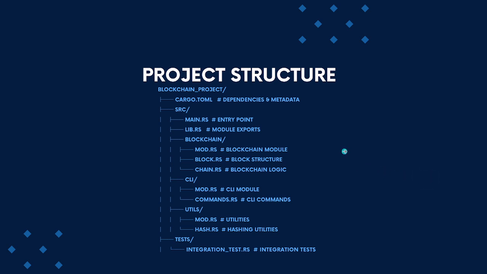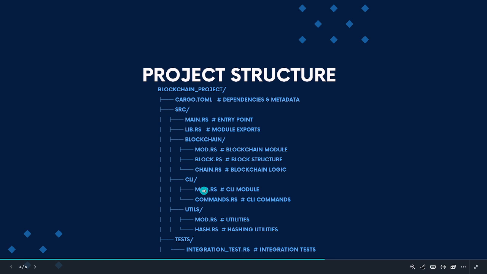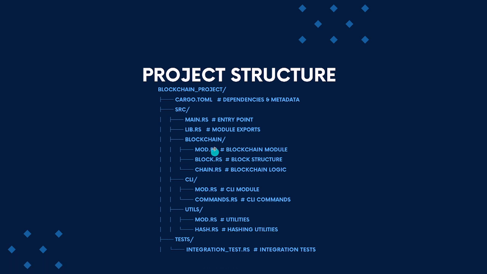Now this is for my Rust dev. So this basically is my project structure. I have a main.rs file, the lib.rs file. I have a blockchain folder, the CLI, the utils, and the test. So based on this workshop, we're going to evolve within the blockchain folder, because most of the things we'll be talking about will be within this folder.